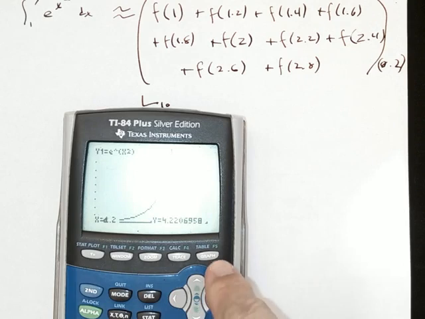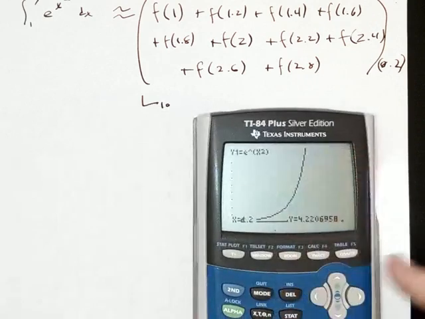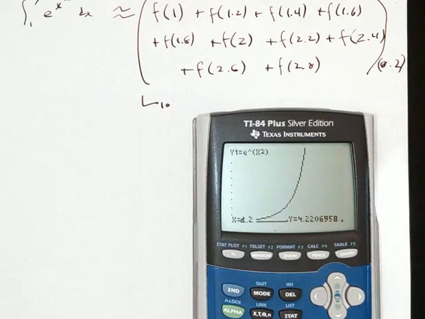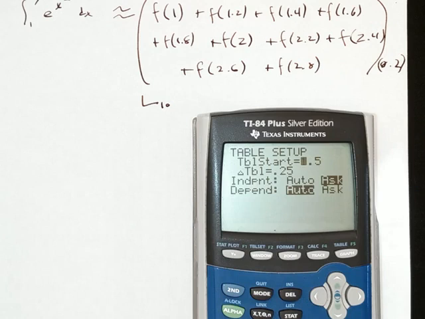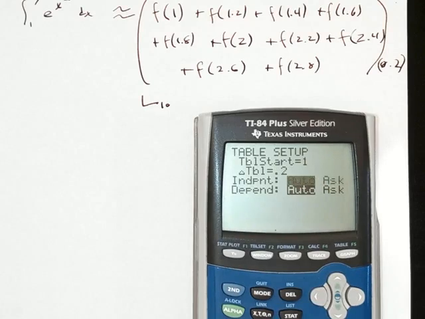Or I can go to the table. Above the graph button, it says table. If I want to use the table, though, I need to set the table. Above window, it says table set. So I hit second and window to get to the table settings. And I'm going to tell my table to start at 1, and to step delta x, 0.2. And then instead of having ask highlighted, I'm going to tell it auto. Just by hitting enter, it'll re-highlight.